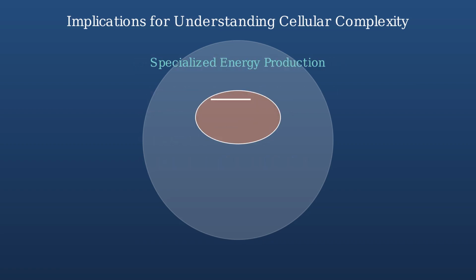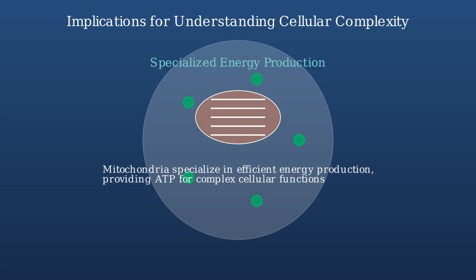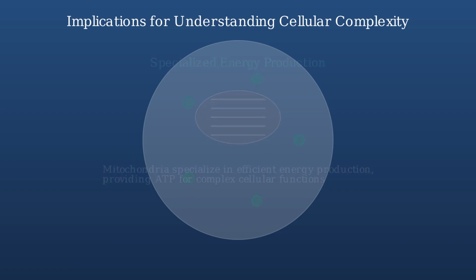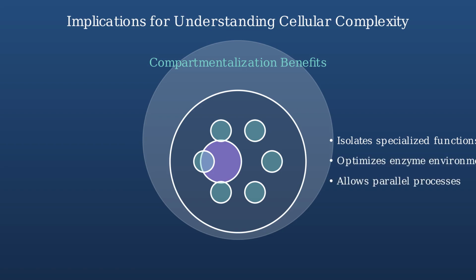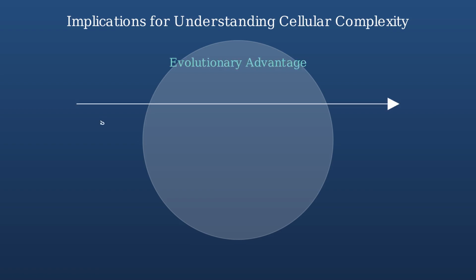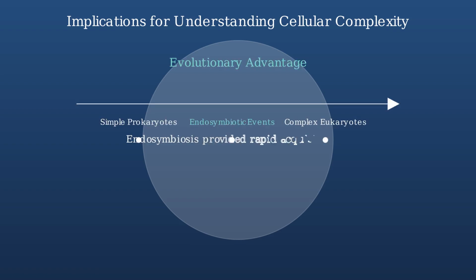The acquisition of mitochondria through endosymbiosis provided eukaryotic cells with specialized organelles for energy production. Endosymbiosis also introduced cellular compartmentalization, which provided significant evolutionary advantages. Perhaps most significantly, endosymbiosis offered a mechanism for rapid evolutionary advancement, allowing cells to acquire pre-evolved metabolic systems. By incorporating free-living bacteria, early eukaryotic ancestors gained established metabolic pathways and genetic systems in single evolutionary events, rather than having to evolve these complex systems independently.